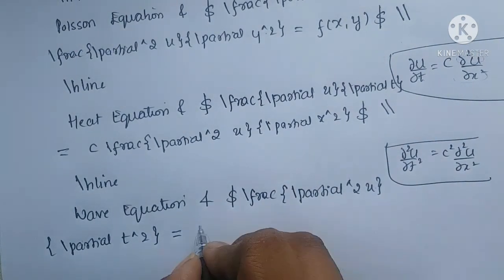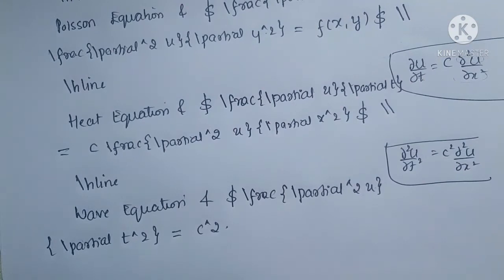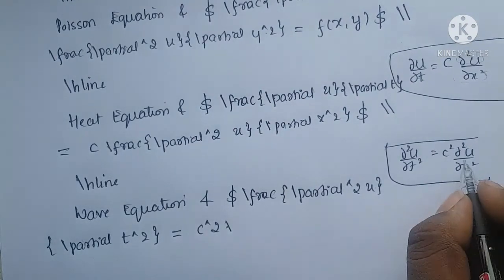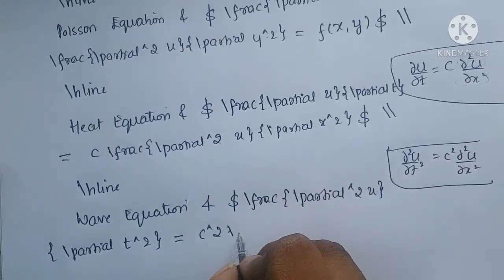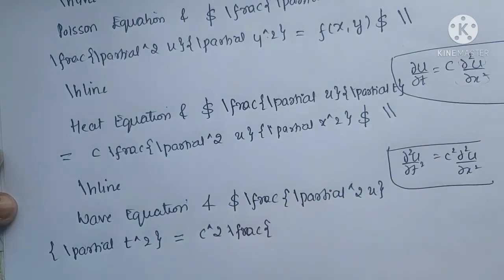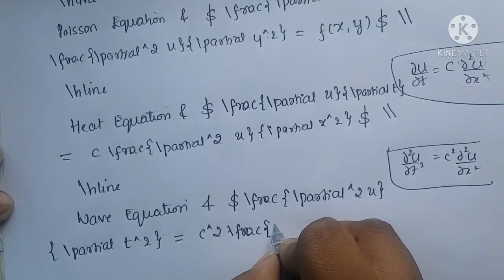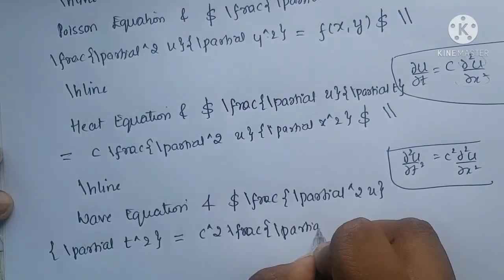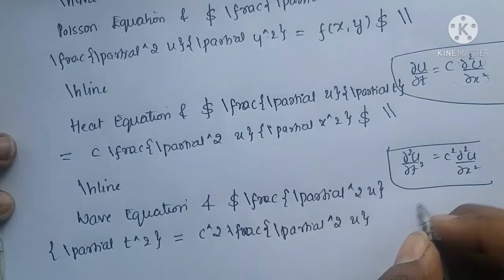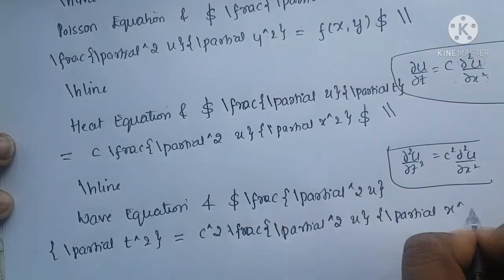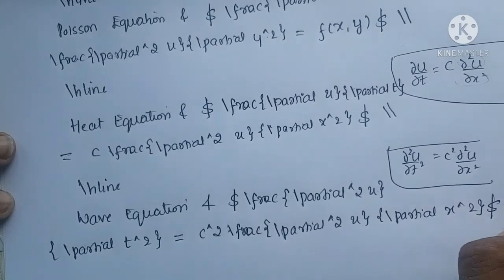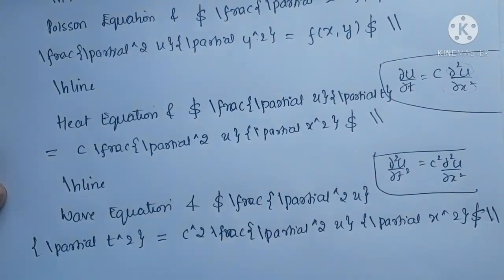Equals c square, c^2. Next, you need to now mention dou square u by dou x square. That means backslash frac, numerator: dou square means backslash partial^2 u, denominator backslash partial x^2. Close dollars and end with 2 backslashes. We are done with the last row.